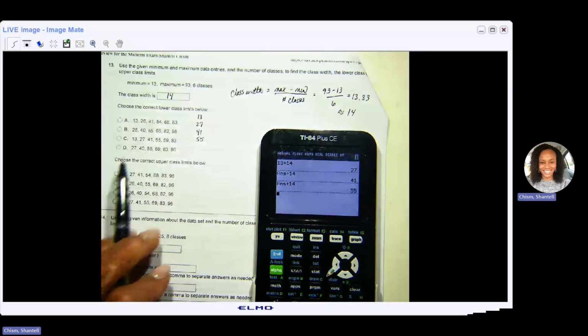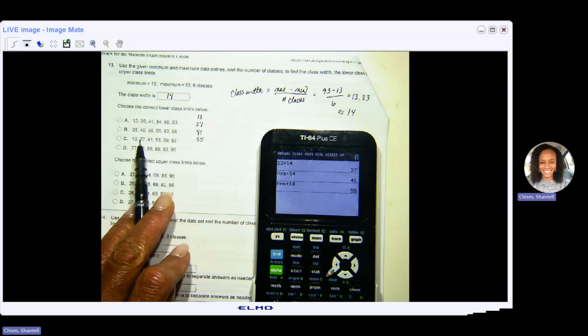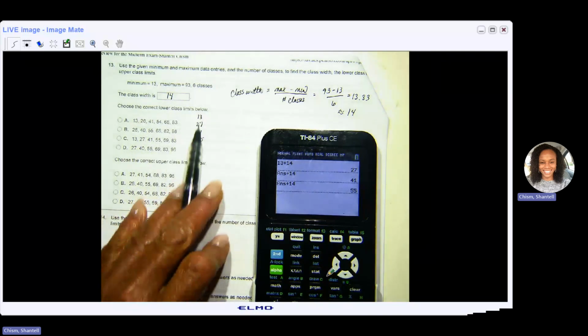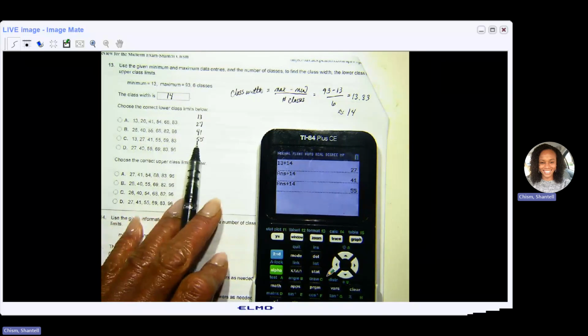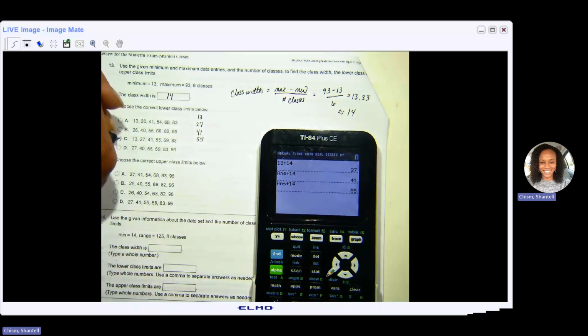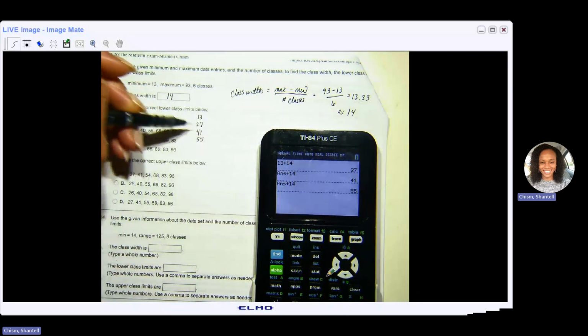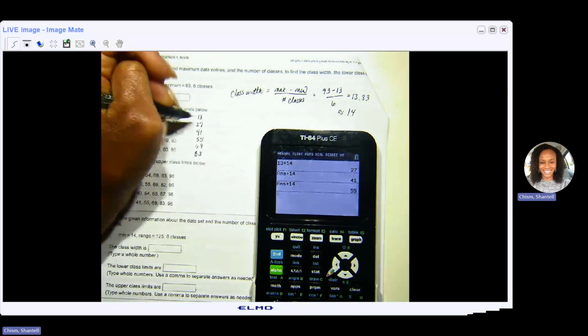And you might be able to point out which one it is by looking now. 13, 27, 41. That's the only one that has those first 4 values correct. And of course, I keep on going. That will give me 69 when I add the 14 again. And then when I add it again. So it is C. 13, 27, 41, 55, 69, 83. Okay, that's the lower.